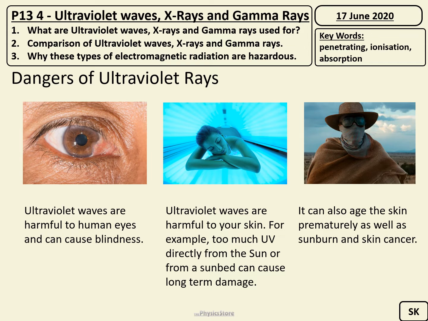There's actually a law in place now where anyone under the age of 18, it's illegal for you to use a sunbed, and if you're using a sunbed over the age of 18, you need to ensure that you're wearing goggles to protect your eyes from the harmfulness of the UV waves, which, as was said earlier, can cause blindness.